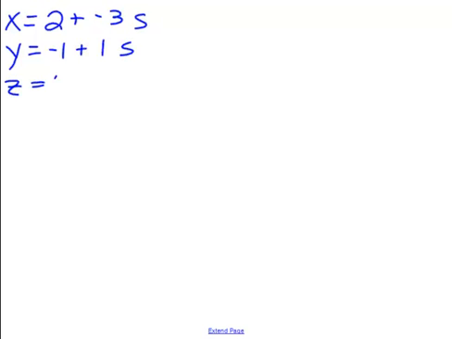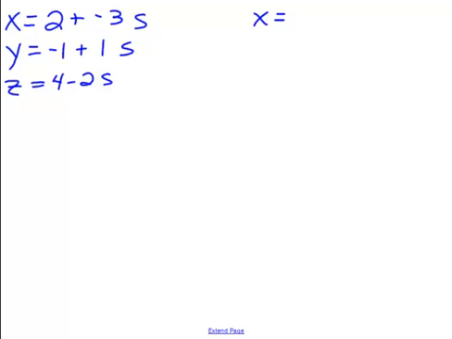I'm going to write my equations into parametric form. My x value is 2 plus -3s. Its y value is -1 plus 1s. And its z value is 4 minus 2s. So I'm just putting these into parametric form for my x, y, and z. I'm trying to find where they intersect, so I'm finding each of the same x, y, and z points.